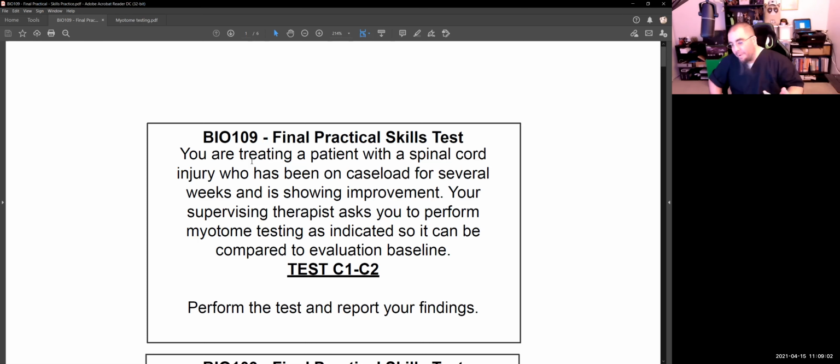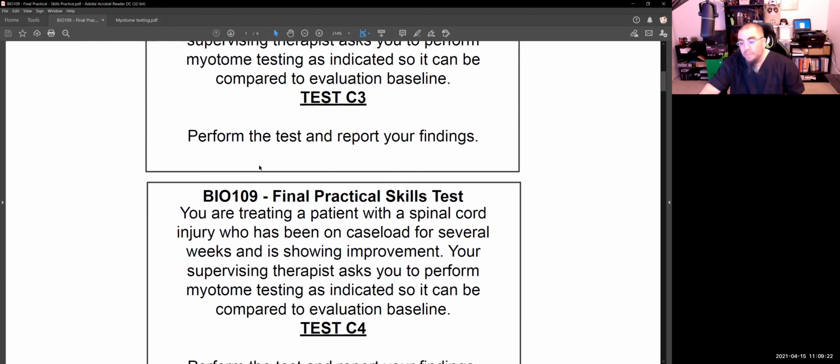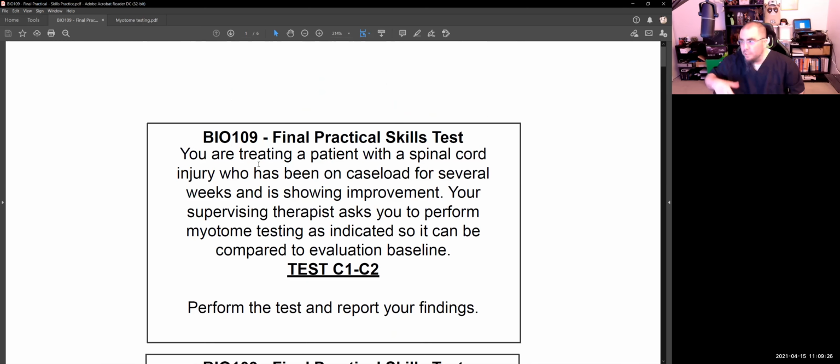If the test has a bilateral component, you're going to test bilaterally. In the case of like C1, C2, it doesn't require bilaterally. It doesn't matter if you test bilaterally at the same time or separate times, as long as you test bilaterally. So, for example, when we get further down and we're on like C3 or C4 or something to that effect, as long as you test them bilaterally, it's all that matters.